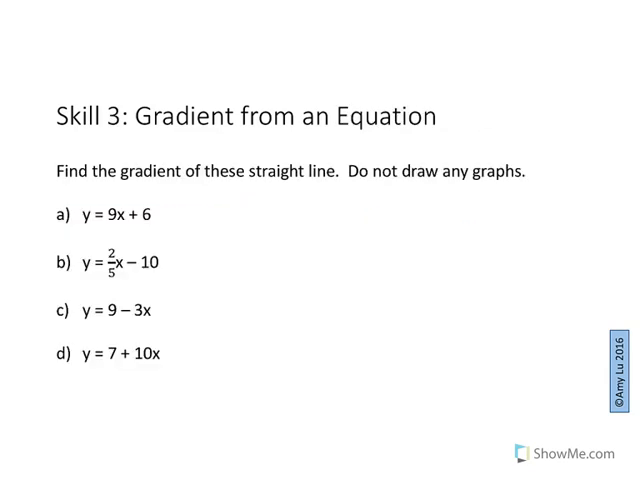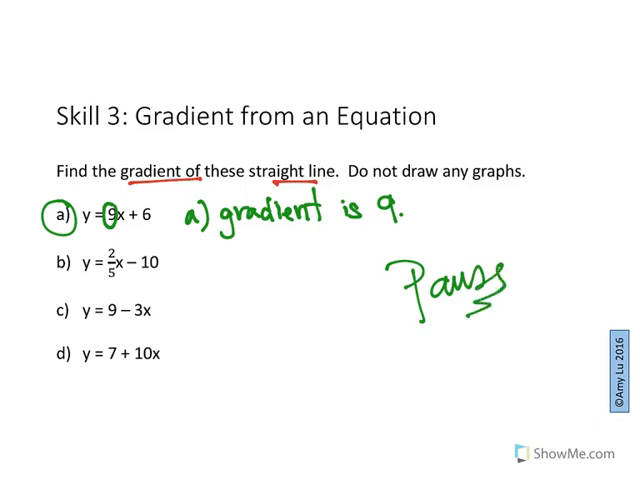Now the last skill is gradient from an equation. Find the gradient of these straight lines. Do not draw any graphs. It's really easy. All you have to do is look for the value that's next to x, and that is your gradient, because the number next to x basically influences the steepness. So if we look at example A, 9 is the gradient. So the answer for A, the gradient is 9. At this time, pause, and can you do B, C, D?